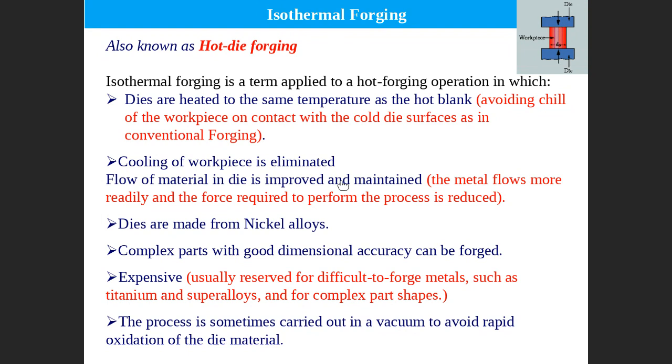So isothermal forming is heating the die, avoiding the shell of the workpiece being in contact with the cold die surface as in conventional forging. Isothermal forging is a hot forging operation in which the die is heated to the same temperature as the hot blank to avoid cooling down of the shell of the workpiece. So cooling of the workpiece is eliminated. Yep, the workpiece problem is solved.